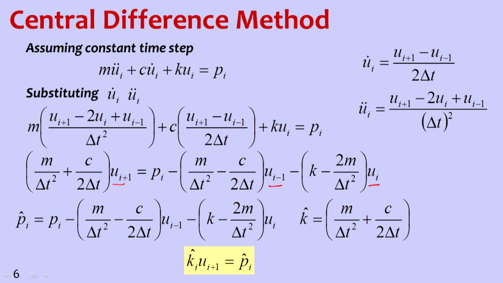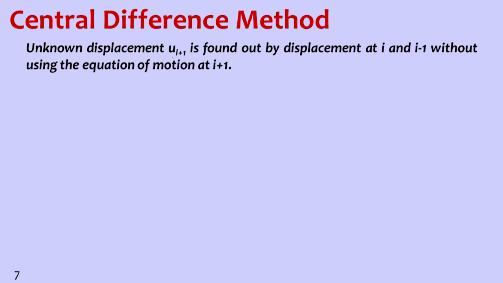So in this one we can clearly observe that for getting the displacement at the (i+1)th step, that is the forward step, next step, we need p_i of that term. Displacement is dependent on the displacement of that term and the previous term. You can see this. So the unknown displacement u(i+1) is found out by displacement at i and displacement at i-1 without using the equation of motion at the (i+1)th time step. So that is the beauty of this central difference method. Without using the equilibrium equation at time instant i+1, we are getting this.